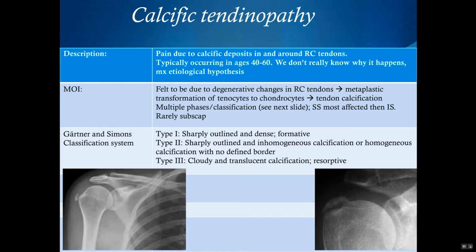So the pictures on the bottom there depict two of the phases that you may see. In the one on the left-hand side of the screen, you see more of the formative phase, where there's dense and sharply outlined calcification. And on the right-hand side, you're more towards that second to third phase, where things are a bit more cloudy, with parts of the calcification a bit more inhomogeneous.